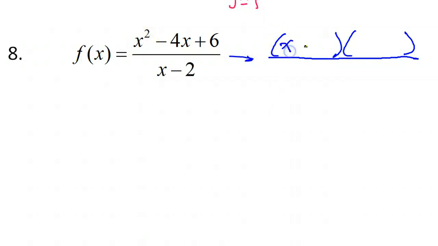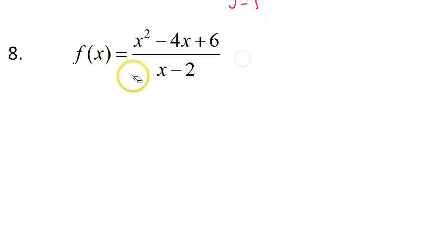X squared is x times x. 6, yeah, it's 2 times 3. That's not going to give me a 4 or anything. Yeah, because inner, outer, that's not going to make a 4. How about 6 times 1? That's not going to make 4 either. So that means this is actually unfactorable.